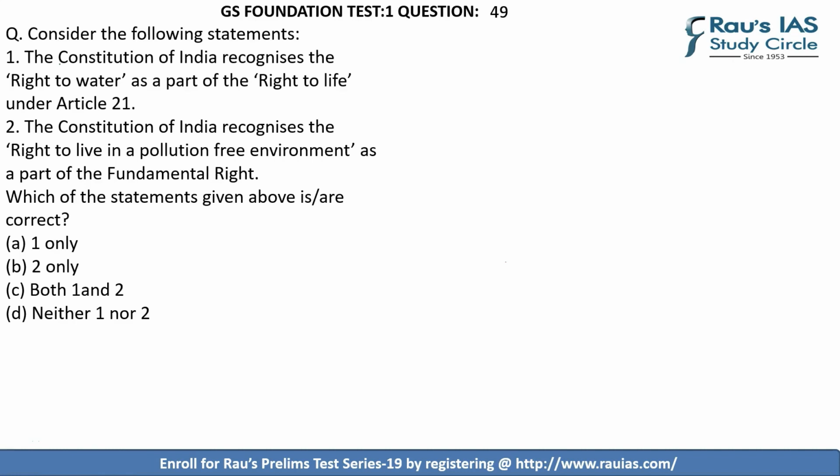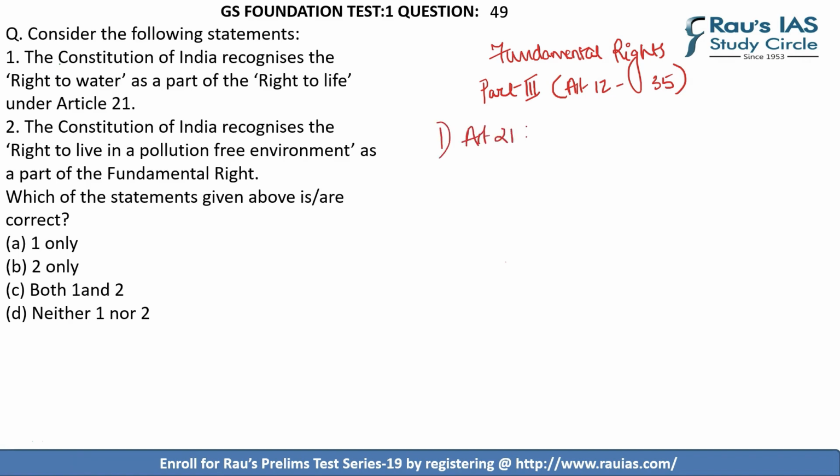Question number 49 contains 2 statements and we need to identify which among them are correct. Now, both the statements pertain to fundamental rights and they are covered under Part 3 of the Constitution from Article 12 to Article 35. Now the first statement pertains to Article 21, which says that every citizen has a right to protect his or her life and personal liberty. Now the statement reads that the Constitution of India recognizes the right to water as a part of right to life under Article number 21.